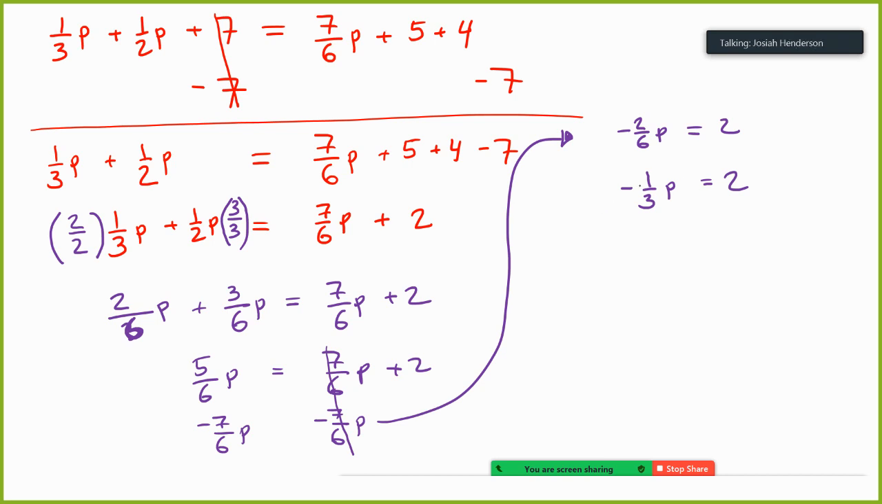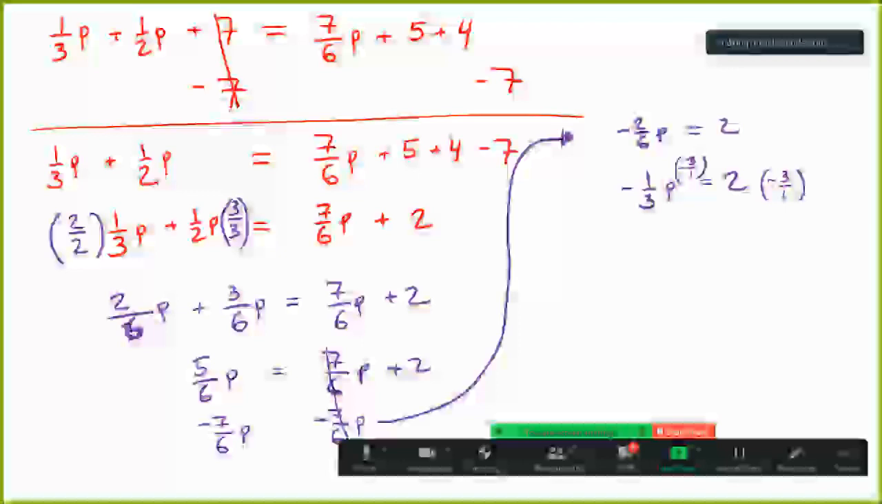And now we want to get that p all alone. So we're going to multiply by the reciprocal, because it's a fraction, Tara. Instead of dividing both sides by negative 1/3, which also would work, but it's just harder to deal with, more steps. We're going to multiply both sides by the reciprocal of negative 1/3, which is negative 3/1. And the reason I'm doing this is to get that 3/3 to cancel. And negative times a negative cancels. So we have p equals negative 6.